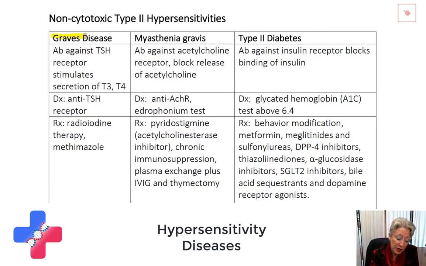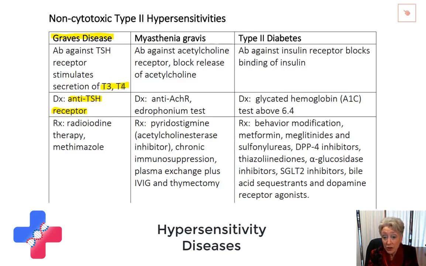In Graves' disease, the problem is that I have an antibody against my own thyroid-stimulating hormone receptor. And if you think about the way the thyroid is supposed to work, realize when that receptor site is occupied, the thyroid cell is supposed to secrete T3 and T4.